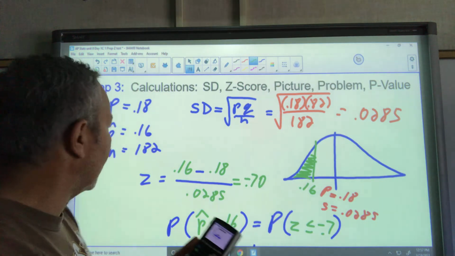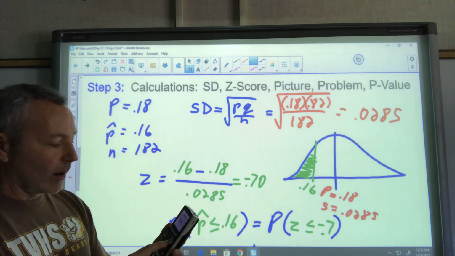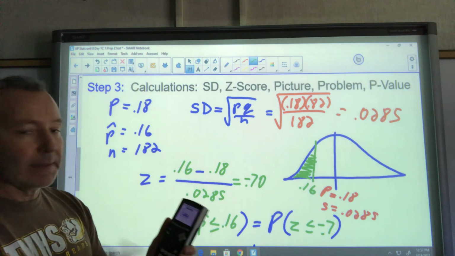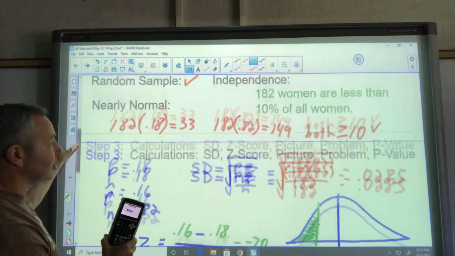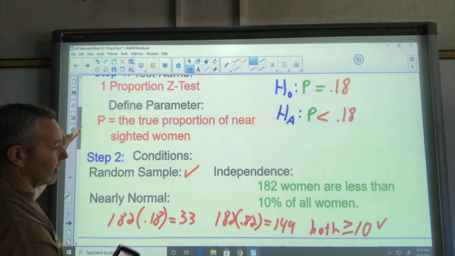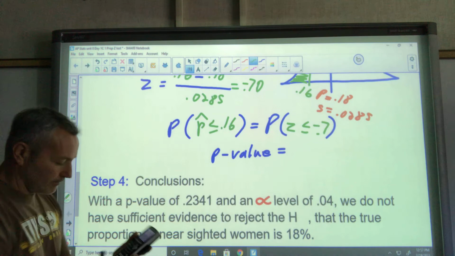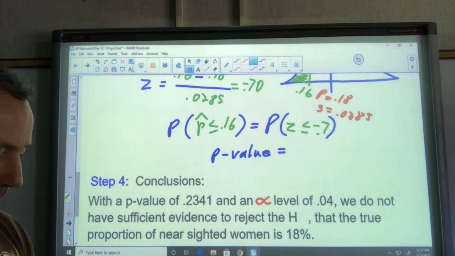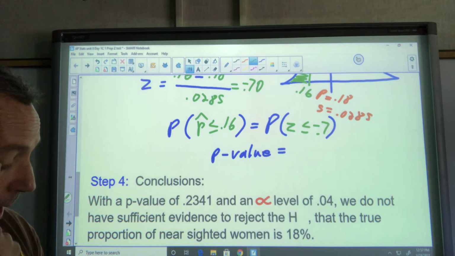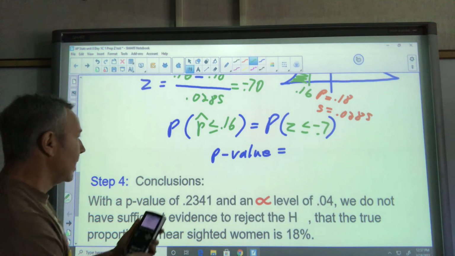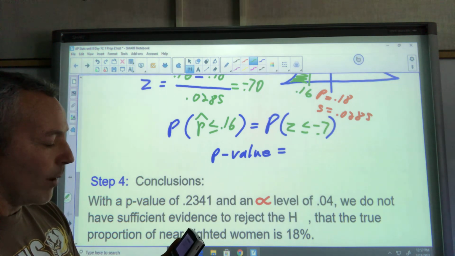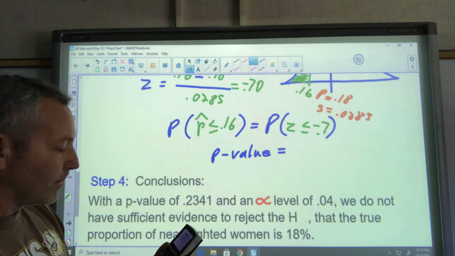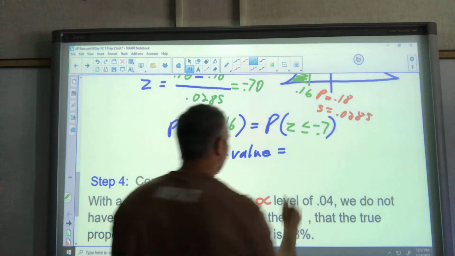So we found 29 out of 182, and our hypothesis is less than. We think the true proportion might be less than the null. It should match your hypothesis right there. All right, I'm going to hit enter. Okay, and it says I have a p-value. I want you to notice it says that my z is negative 0.725. It's slightly off because of the rounding that we do in there. But the p-value is 0.2341.